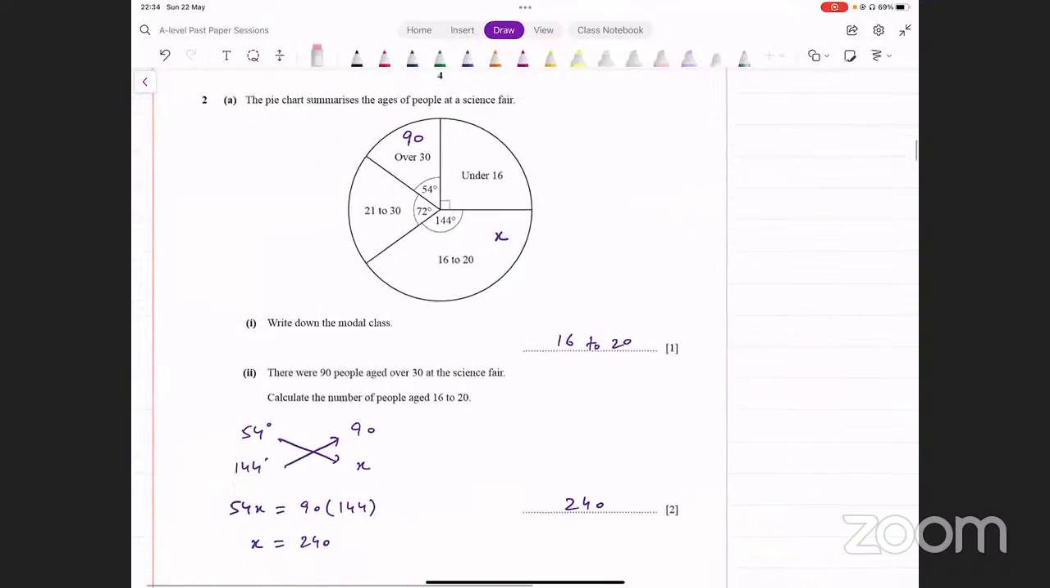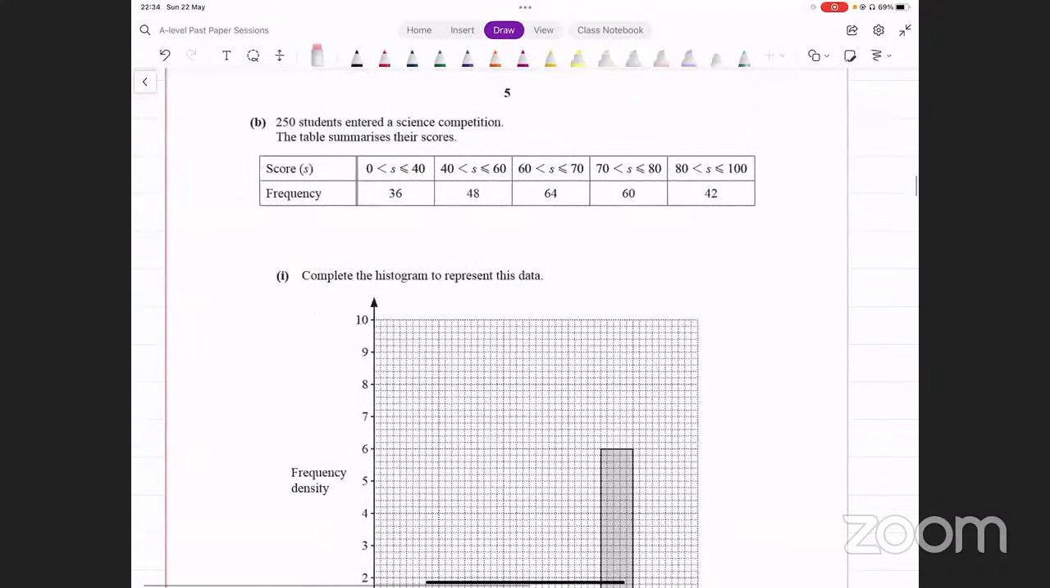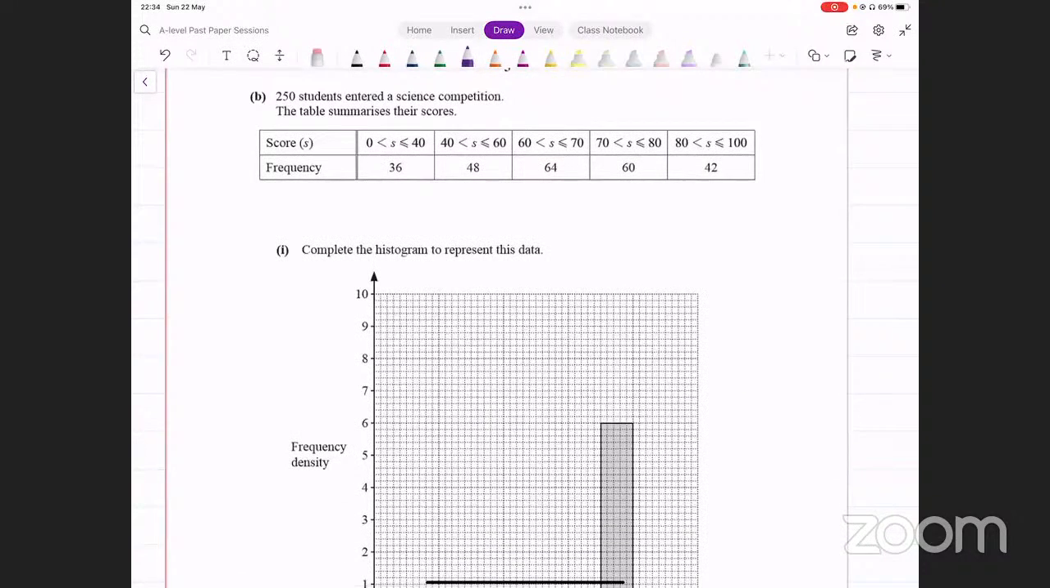Okay, all right, let's move on. Part B of this. Now it says 250 students, they entered a science competition. The table summarizes their scores. आपको इनके scores नजर आ रहे हैं और उनकी frequency नजर आ रही है. We have to complete the histogram to represent this data.